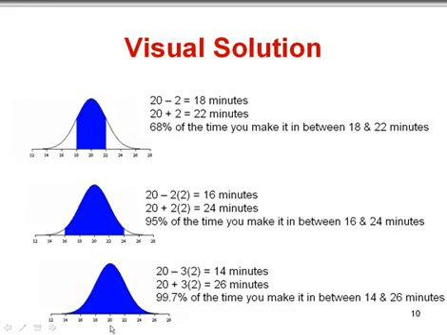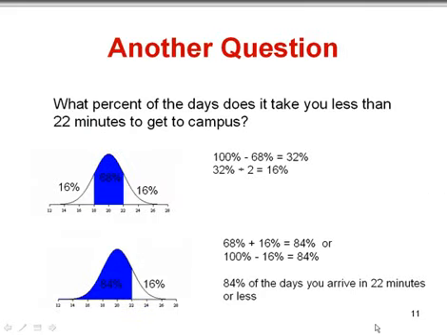Finally, if we go an interval of 3 standard deviations above and 3 standard deviations below, we capture almost all, or 99.7% of the cases. So 99.7% of the time, you will make it to campus in between 14 and 26 minutes. Now we have to use the 3 graphs to answer the original questions.